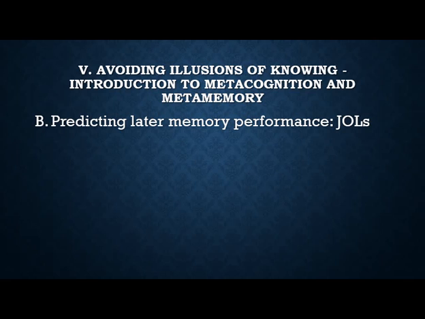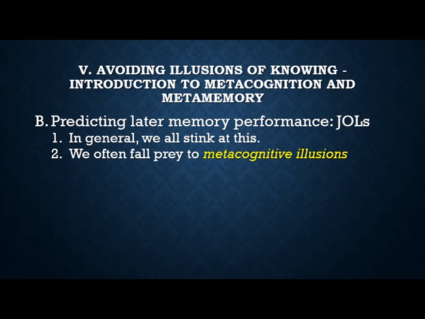So in the lab, and this will be very brief and quick, we ask people to do what we call judgments of learning, where we predict later memory performance using these judgments of learning. In general, we are all terrible at this. Participants, in general, people are bad at evaluating their own memory. We often fall prey to these metacognitive illusions. We'll talk a little bit about these, in which we think we understand how our memory works, and so we fall prey to this illusion that because something is easier, it should be easier to remember.